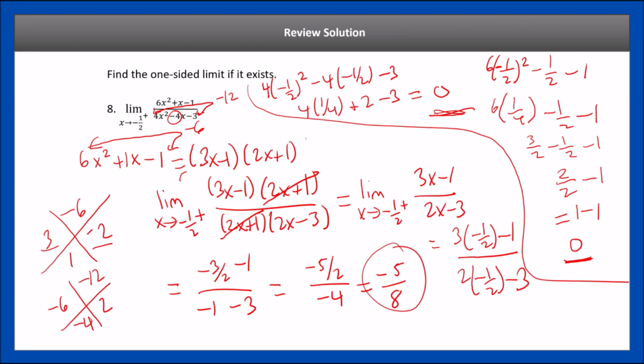So if I did that math correctly, please, if I didn't, please correct me in the comments. But I believe I did that correctly.